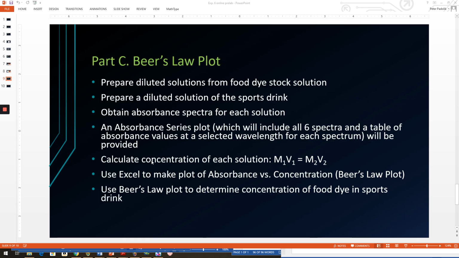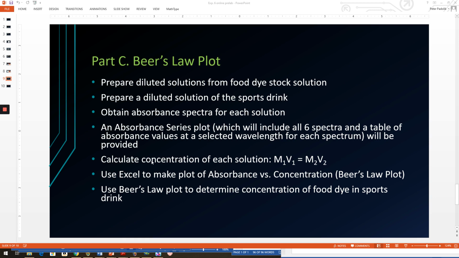In the next part of the experiment, a series of dilutions of the stock solution will be made, and also a diluted solution of the sports drink. The sports drink has to be diluted so that its absorbance will not be too high. The absorbance spectra of each solution will be obtained and plotted together on an absorbance series plot, which will be given to you on the post-lab slides. A wavelength will be selected and the absorbance value for each solution will be determined.